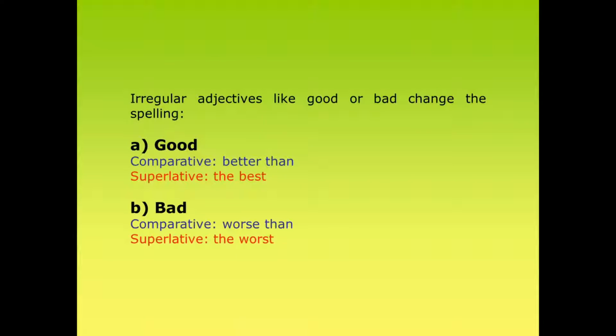The final point. Irregular adjectives like good or bad change the spelling, so be careful when you use them. For example, good as a comparative is better than. Good as a superlative is the best. Bad as a comparative is worse than. And bad as a superlative is the worst.